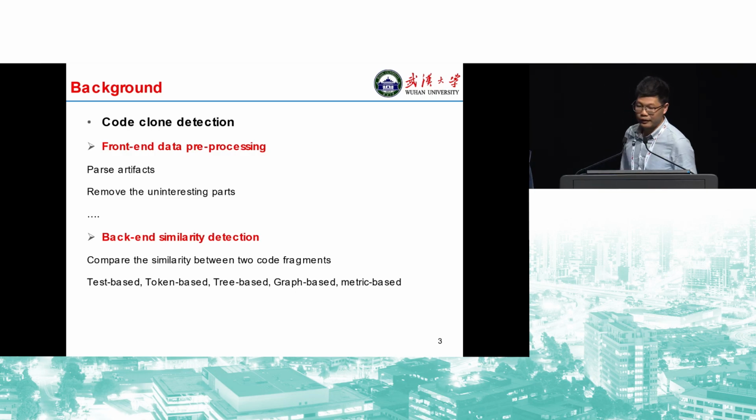Actually, many research works have been proposed to detect code clones. These techniques can be broken into 2 parts: front-end data preprocessing and back-end similarity detection. The front-end data preprocessing is responsible for parsing different kinds of artifacts, for example, the source code level, the compiler intermediate representation, or the binary level. It may also remove the uninteresting parts and convert the source code to a particular format. The back-end similarity detection will compare the similarity between two code fragments using different kinds of techniques.